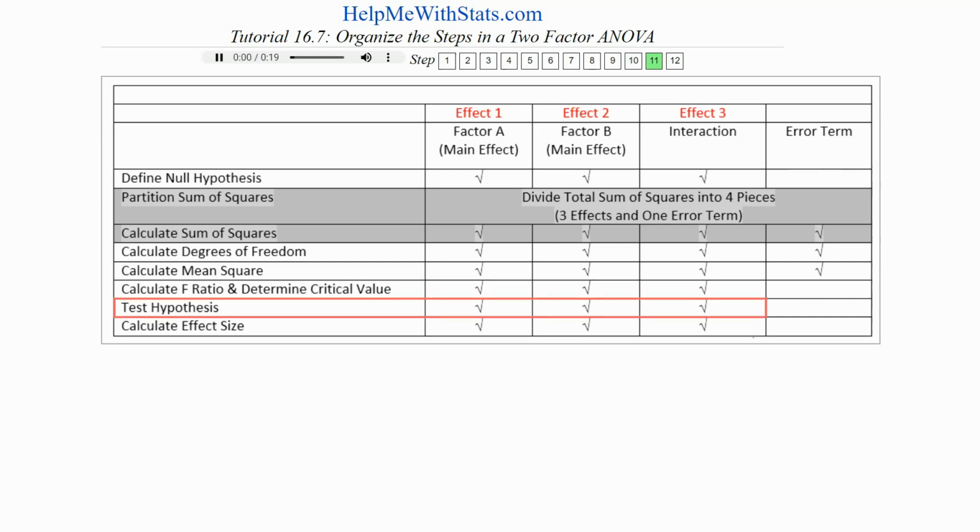The final step of the two-factor ANOVA is to compare the observed F ratio and the critical F value for each of our three effects. This comparison produces a research conclusion, which is a test of the null hypotheses. Note that we have three hypothesis tests, one for each of the three effects. Optionally, we may want to calculate effect sizes for any effects that are significant, that is, effects which show a rejection of the null hypothesis.